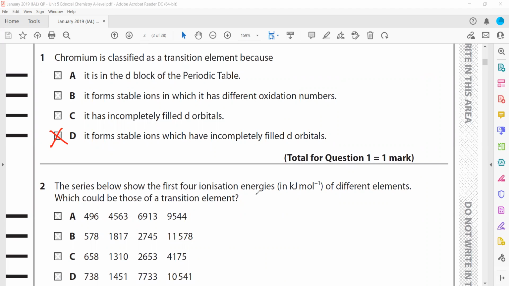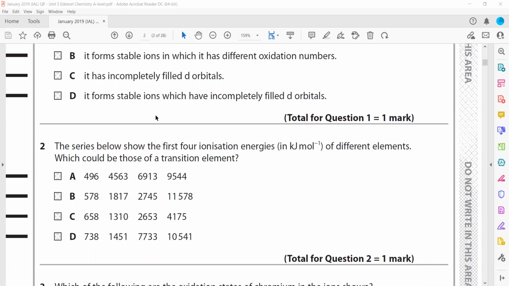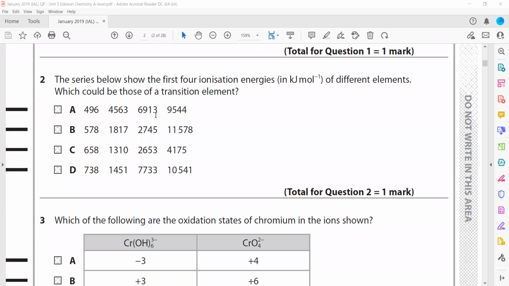Then question 2. The series below shows the first 4 ionization energies of different elements. Which could be a transition element? For a transition element, the successive ionization energies are comparable. That's why, for example, this is double, then about double, this about. So C is the right answer.